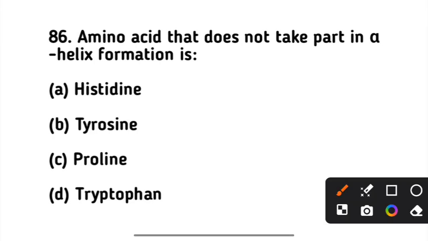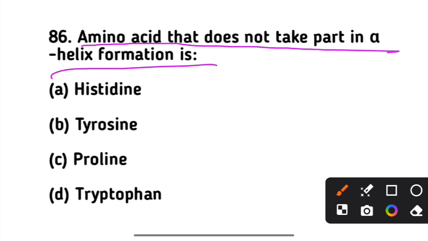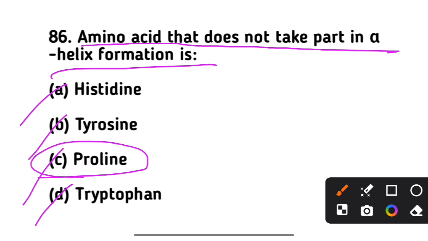Next, the amino acid that does not take part in alpha helix formation is: histidine, tyrosine, proline, tryptophan. Option C is correct. The amino acid that does not take part in alpha helix formation is proline.